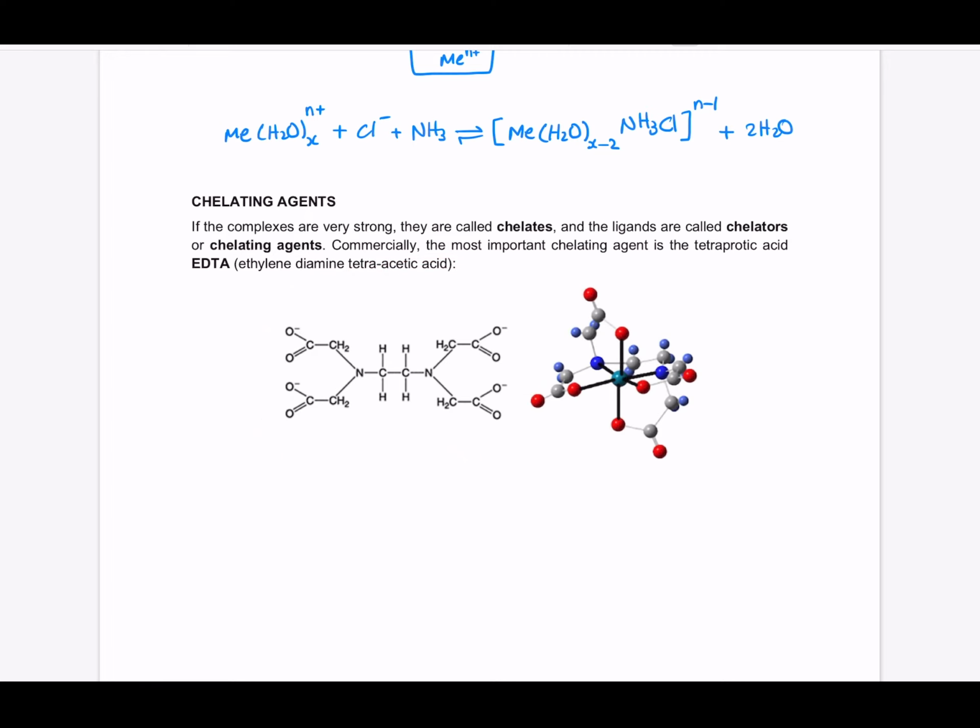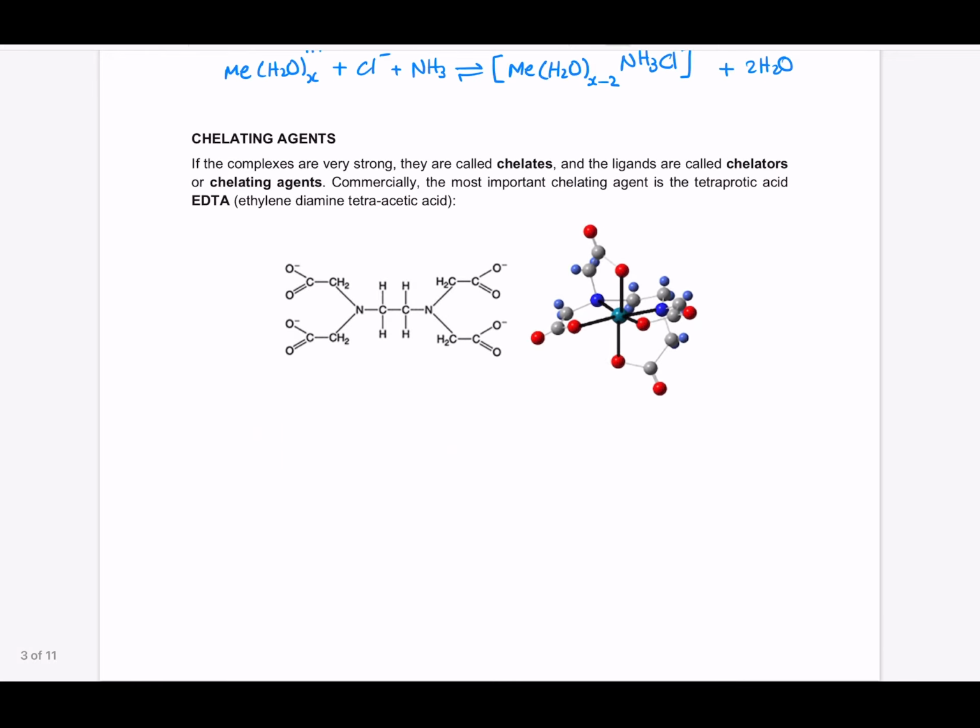It's a tetraprotic acid. So if you work in analytical chemistry, EDTA is a pretty well-known molecule. It chelates very well. Here, for example, I'm showing this molecule as EDTA⁴⁻, the fully deprotonated version of the ligand. In this case, it is also a chelating agent. And EDTA complexes very well with many metals.